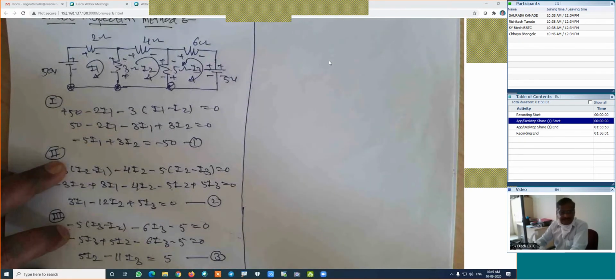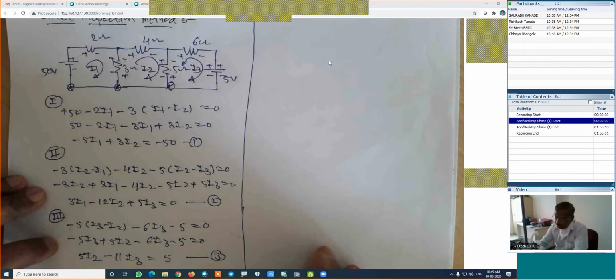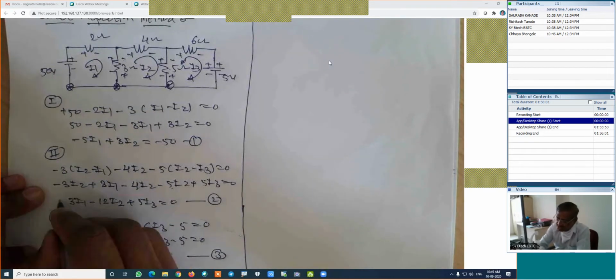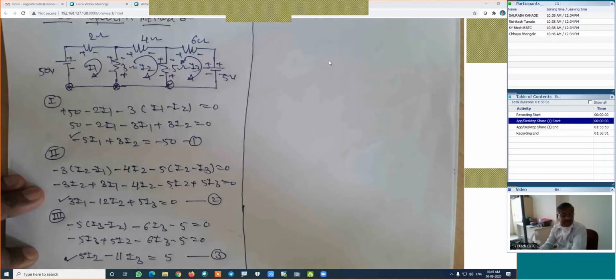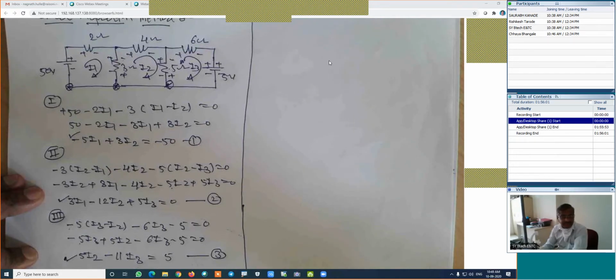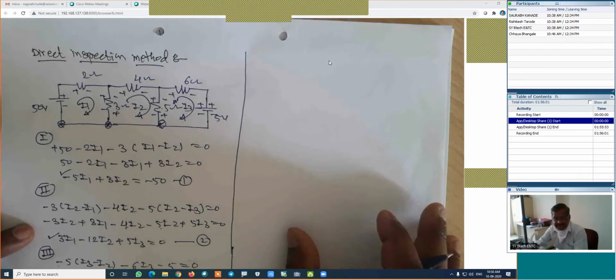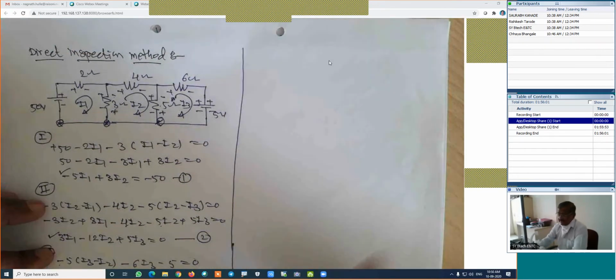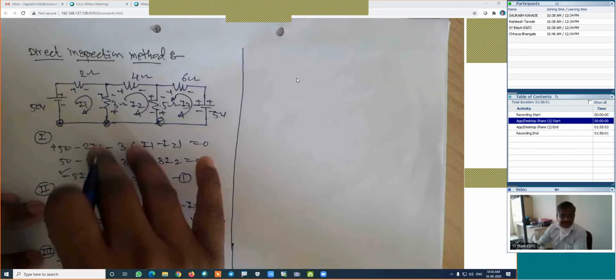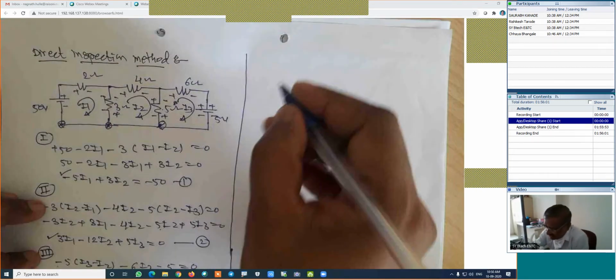That's right. But there is another shortcut. You can obtain this equation directly. That method I am trying to discuss. But be careful. Whenever the problem is asked based on the mesh analysis, you have to use this method only. But if you are using the mesh analysis in some other method, then you can use this direct inspection method. How is the direct inspection method? That I will discuss. Here, these equations can be arranged something like this.